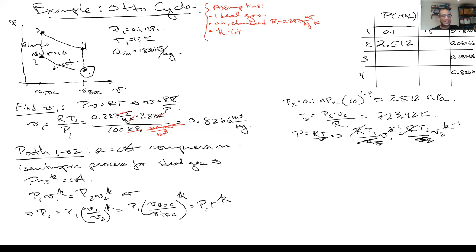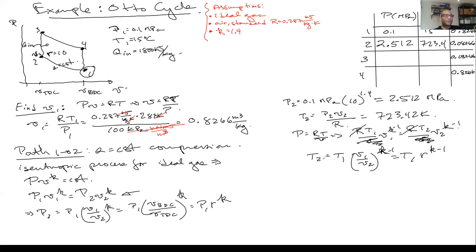I can get rid of this. And then I get T1. Oh, look at that. I can actually rewrite this. T2 is equal to T1 times V1 over V2 to the K minus 1, which is equal to T1 times the compression ratio to the K minus 1. And if I punch that in, I get the exact same answer: 723.42.